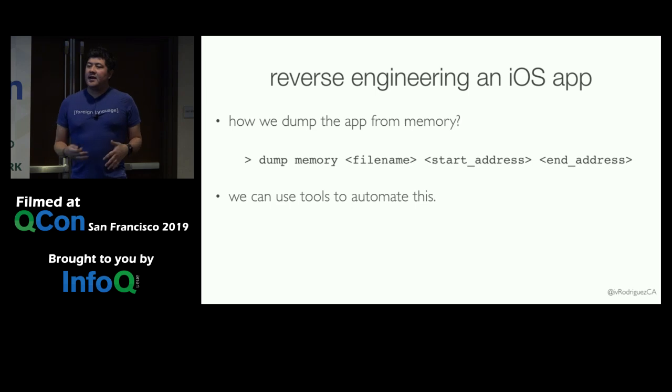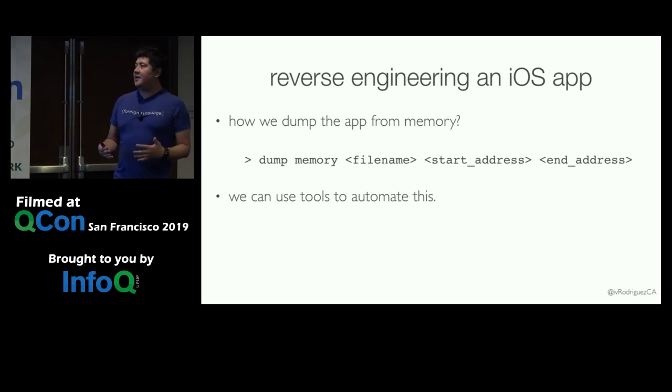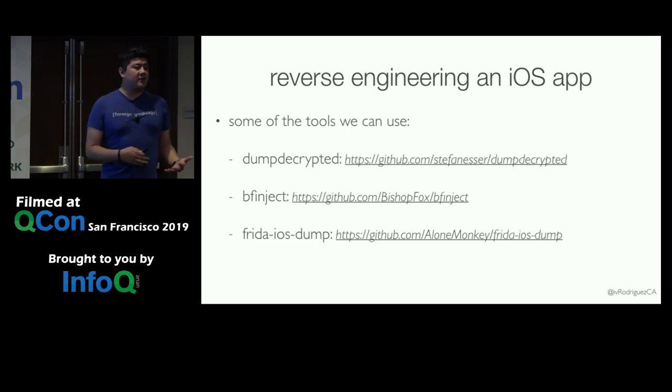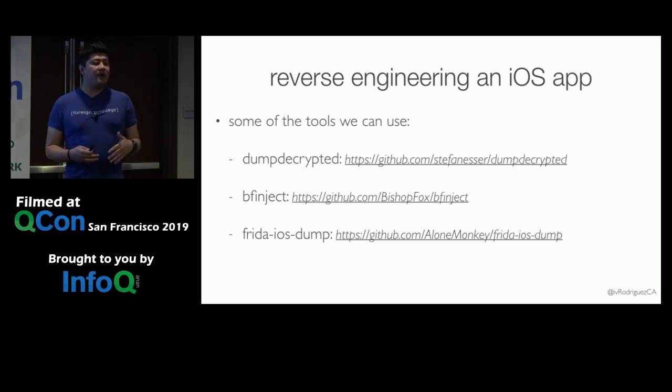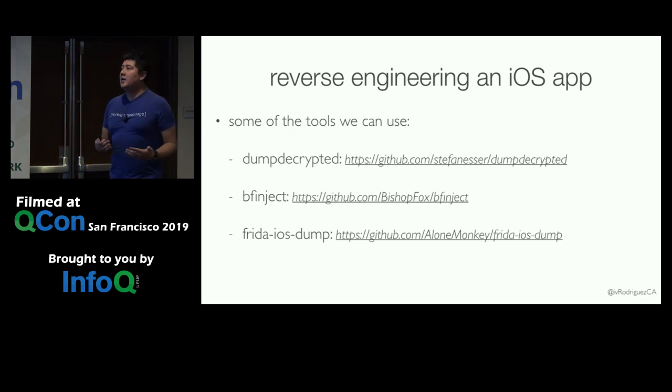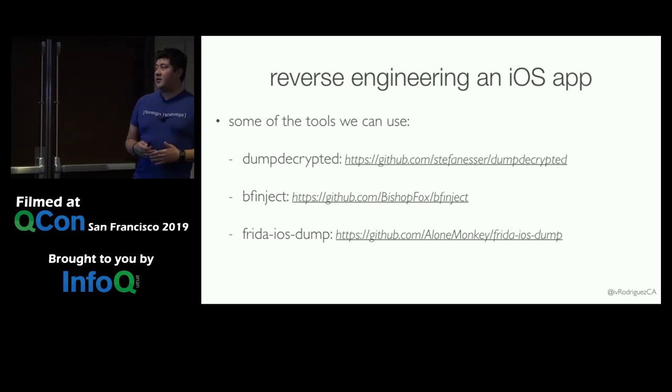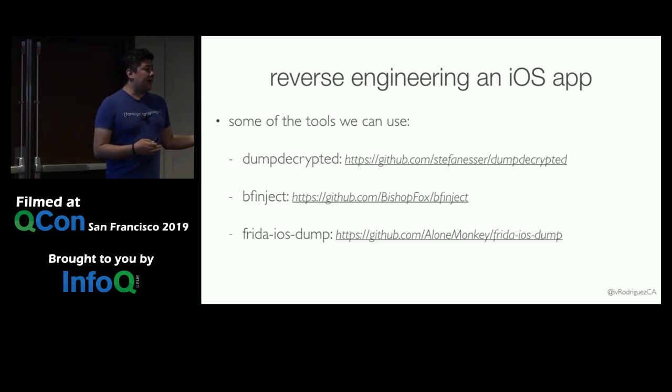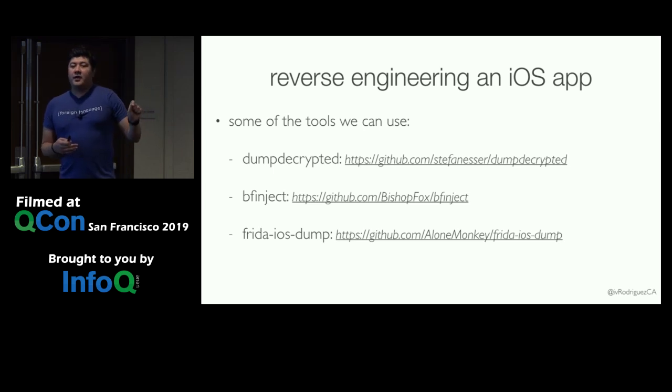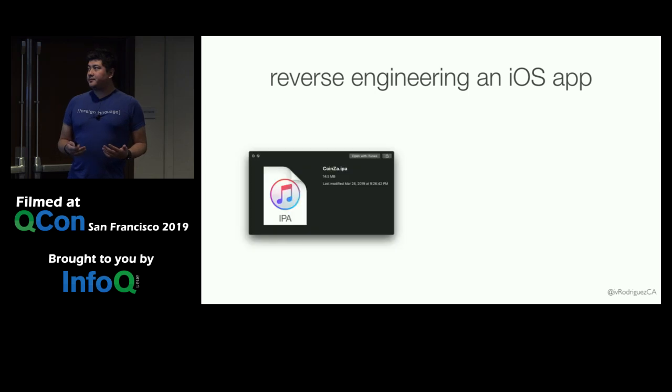Luckily, we don't have to do this by hand. We don't have to figure out the headers and all of that. There are tools that we can use for this. These are three of the most common ones. There are many, many more now. Dump decrypted, BF inject, or frida-ios-dump, all of them are open source, and you can check them. They will allow you to target an application, and it will launch it for you. It will decrypt it, and then you will end up with a decrypted version of an iOS app.